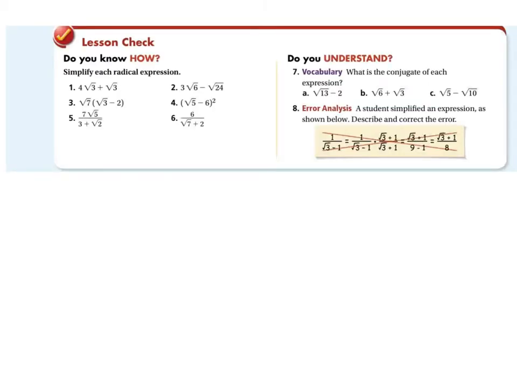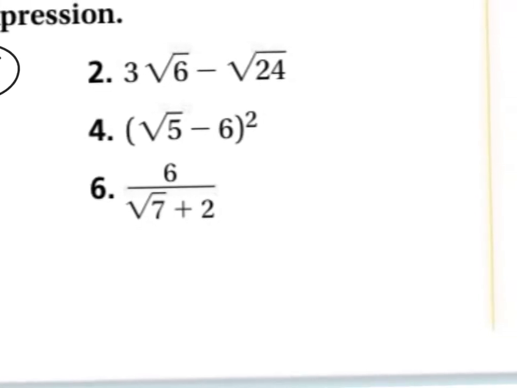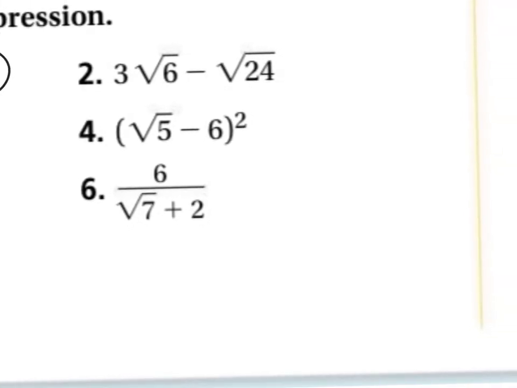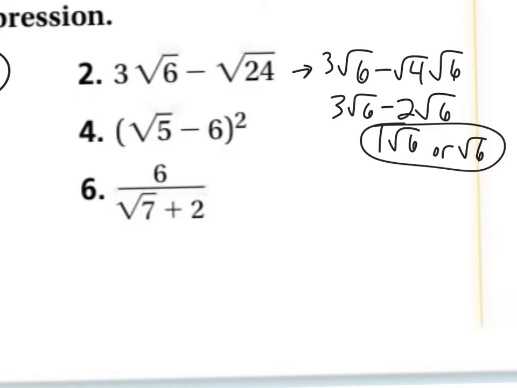So if we look at the lesson check, number 1, these are like terms that we can combine together. If you want to put a 1 in front of the second one, you can, and that would be 5 square root of 3. The second one, right now, there's nothing we can do. Square root of 24, we can break that up as the square root of 4 times the square root of 6. And then when you subtract, that's 1 square root of 6, or you could just say square root of 6 if you want.